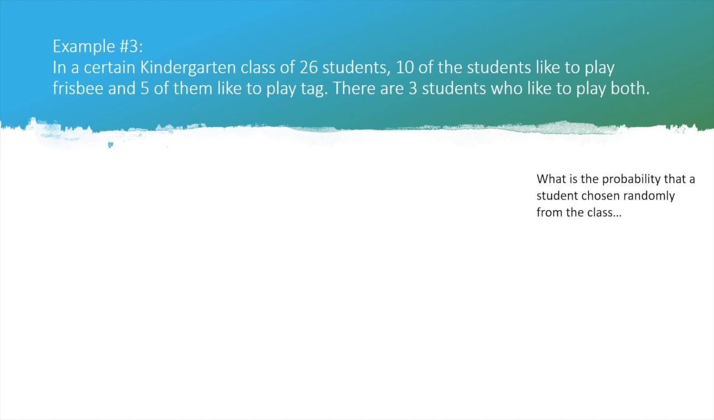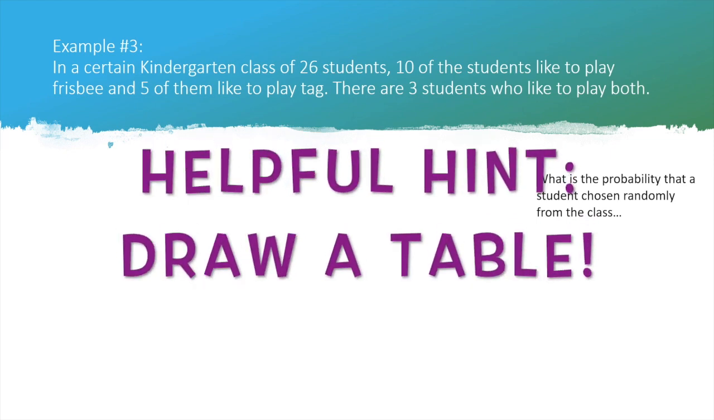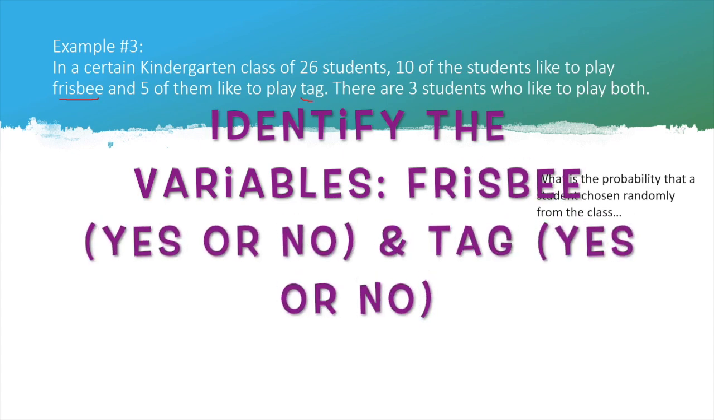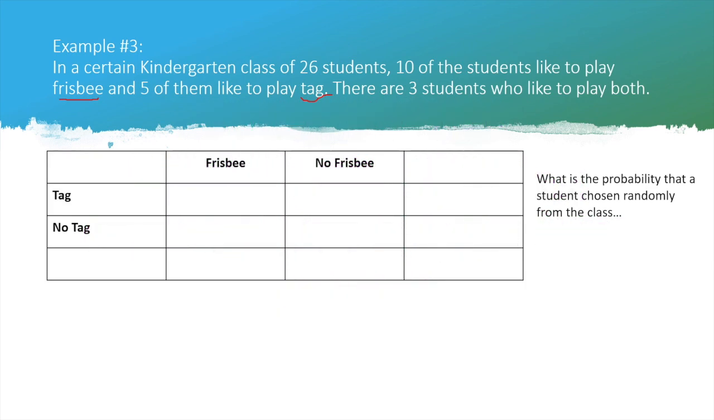Okay, so let's talk about how to tackle these problems that don't have any pictures or anything. The first thing you want to do is make a table. They didn't give us one, but that's okay because we can make one. We need to look at the problem and see what we are talking about. We're talking about kindergarten students, and we have 2 variables here: Frisbee and tag. So I'm going to make my table, and I'm going to have Frisbee, no Frisbee, and tag, no tag. So it's always going to be a yes or no kind of situation.